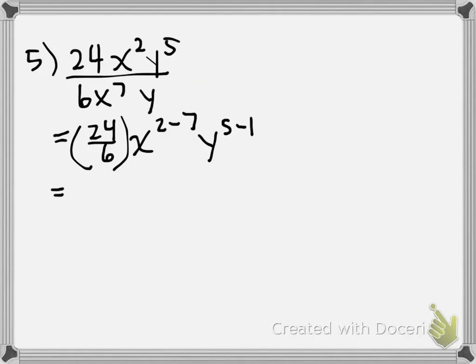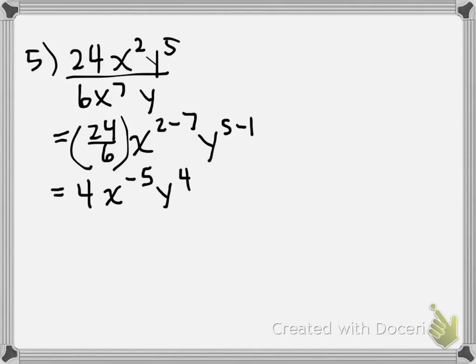So what's 24 divided by 6? 4. And what's 2 take away 7? -5. And what is 5 take away 1? 4. Okay, so let's go back and look at these answers. And we said we cannot leave negative exponents.